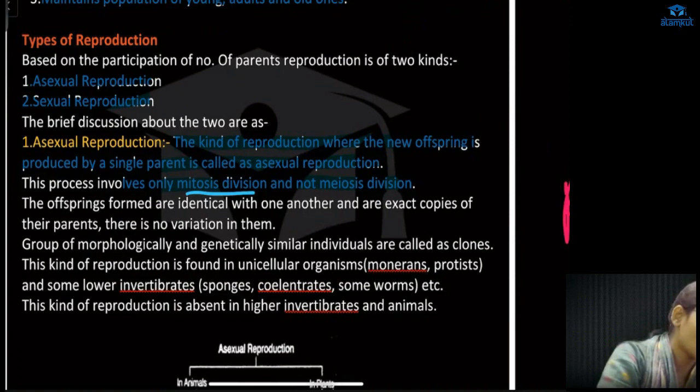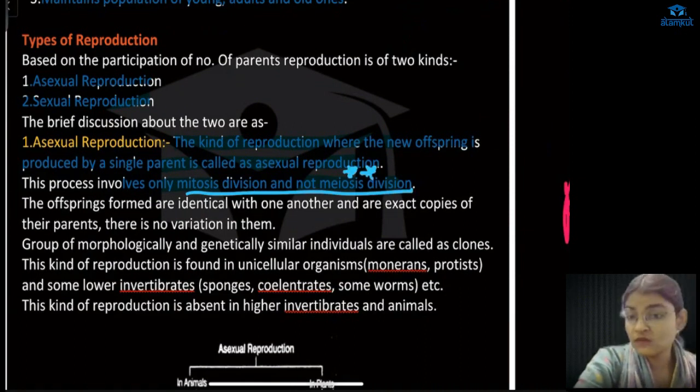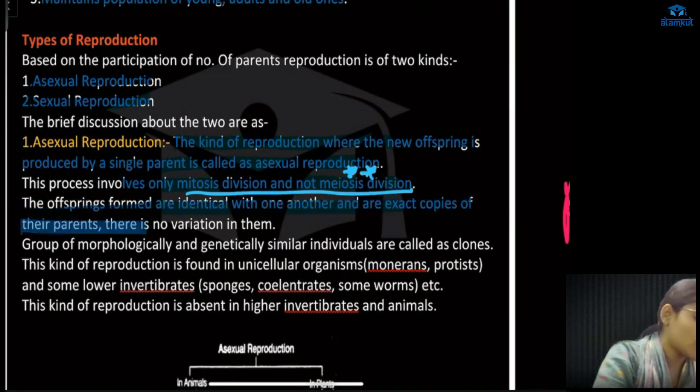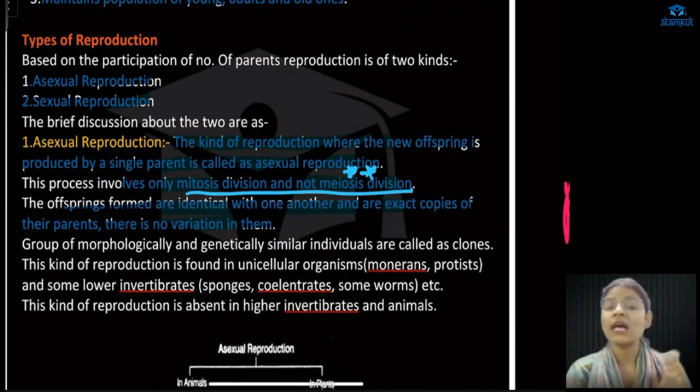This line is important because meiosis creates what? Genetic variation, and mitosis does not create genetic variation. That is why in asexual reproduction the offspring formed are identical with one another and exact copies of their parents, and there is no variation in them. Why is there no variation? Because the offspring are formed by mitotic division, and mitotic division doesn't involve any genetic variation.